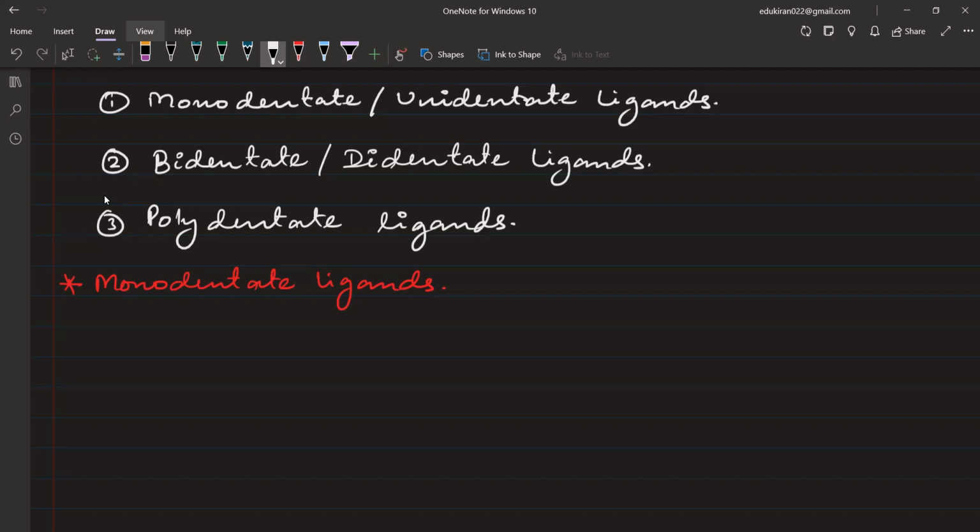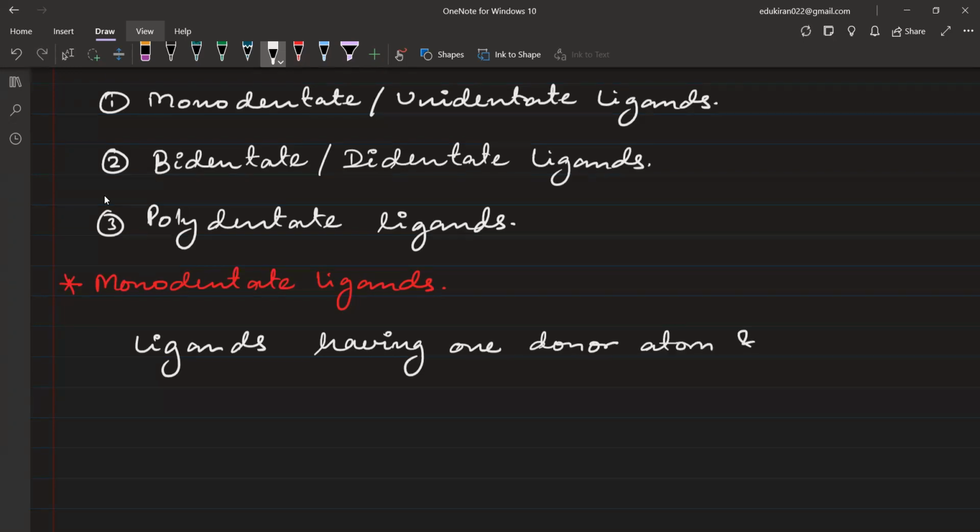Please write here: ligands having one donor atom and coordinate with central metal atom or ion via one position only.